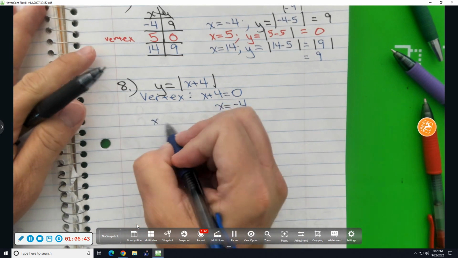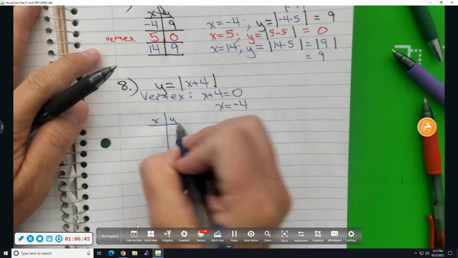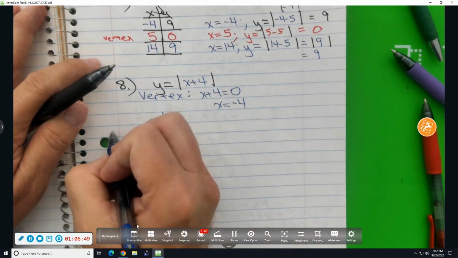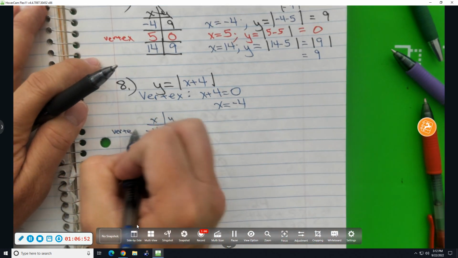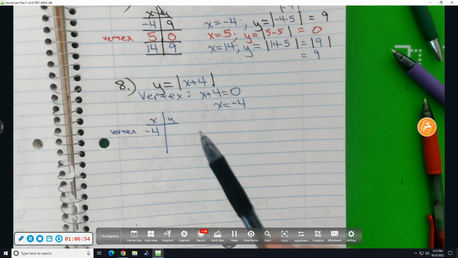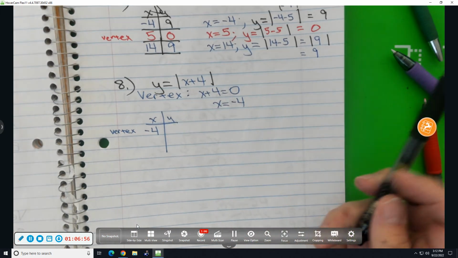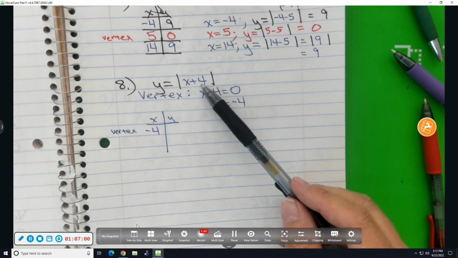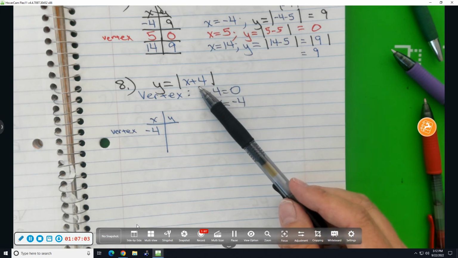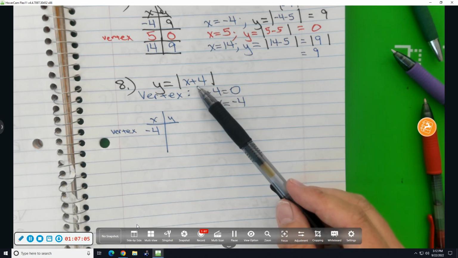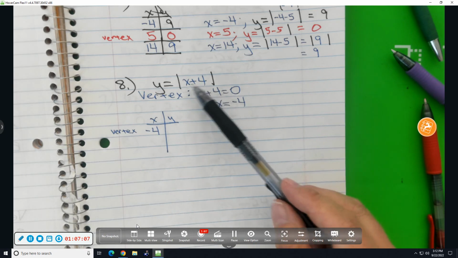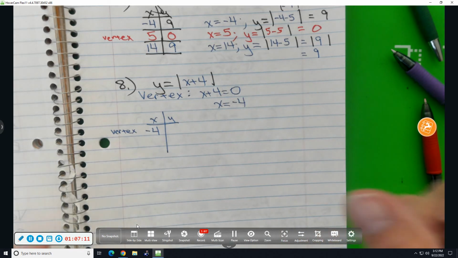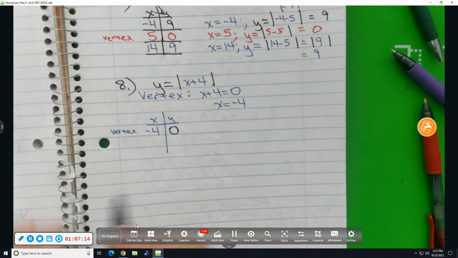So when x is negative 4, there's the vertex. Plugging in negative 4 for x, I don't think we need to show anything. We know what that's going to be. What are we going to have inside there when we plug in negative 4? Zero. The absolute value of 0 is 0, so there's our first point.